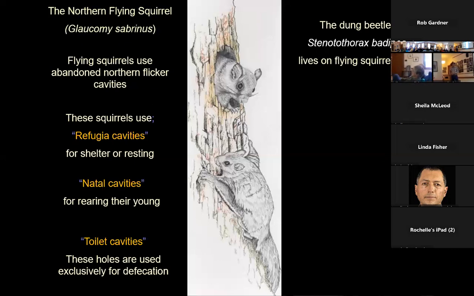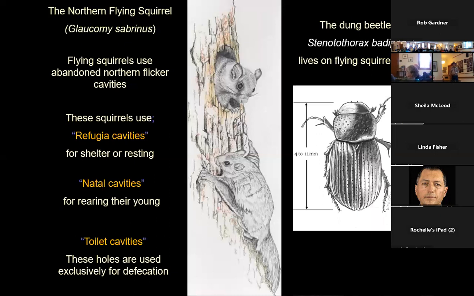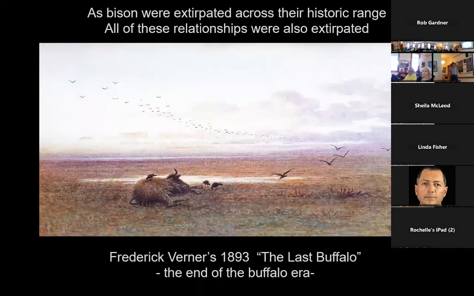Can't pronounce it, but next. This guy is 4 to 11 millimeters long. The only place on the planet where you'll find it is in squirrel dung. So if you didn't have bison, and that sequence of events all the way through, these guys wouldn't be able to exist. Next.